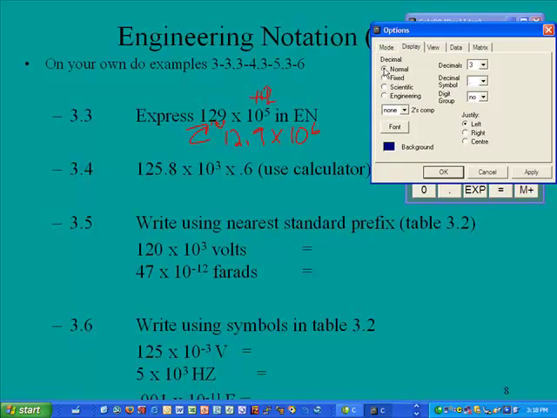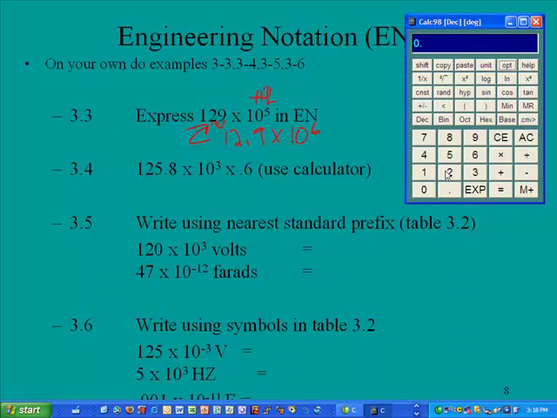Let's go to normal mode and do this and just see what we would see as a normal calculation, and then we're going to change it to engineering. So we're going to say 125.8, and then we want to go times 10 to the 3rd.